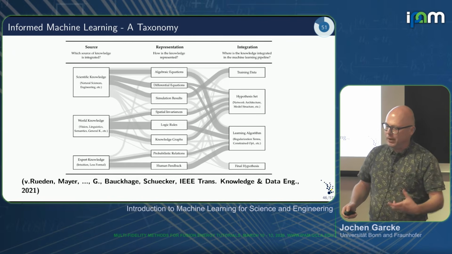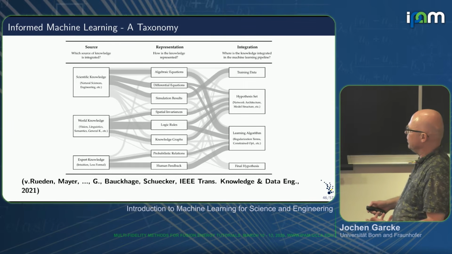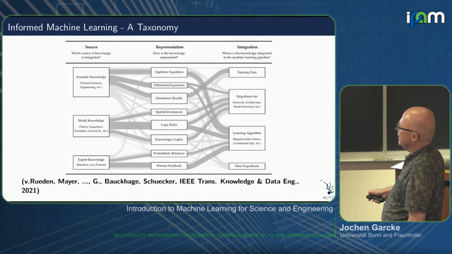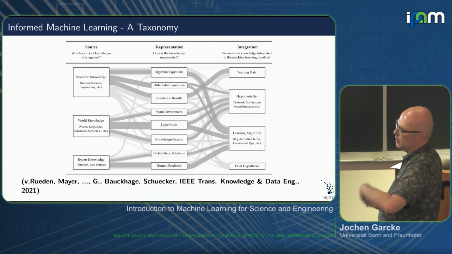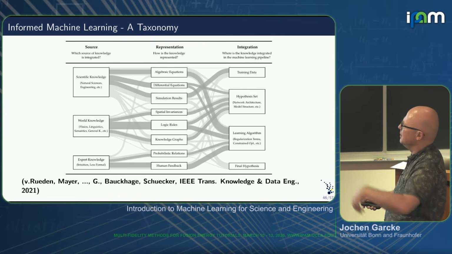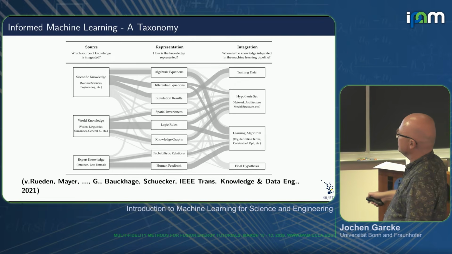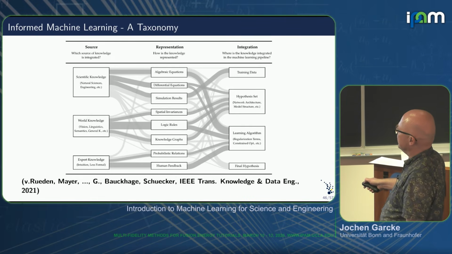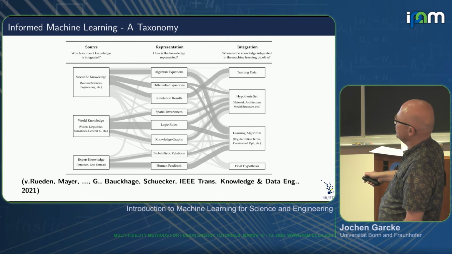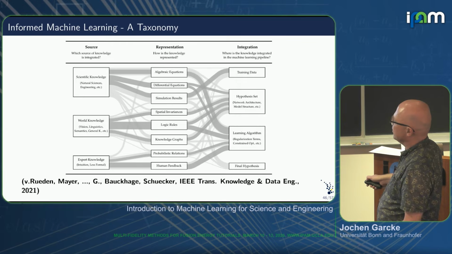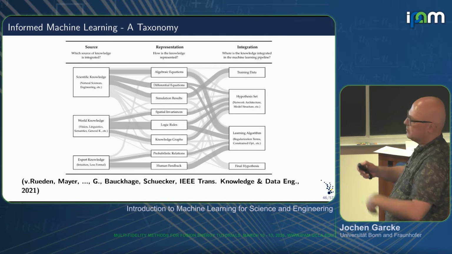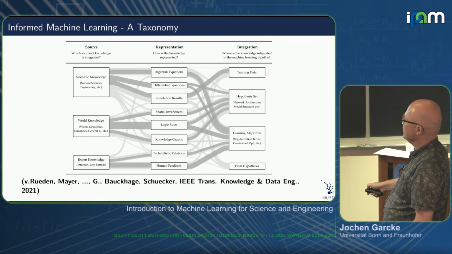So there are several sources of knowledge which one can think about: scientific knowledge, world knowledge, expert knowledge, and talking about detail would be another tutorial. And you can represent it, or it's being done, in several ways: algebraic equations, differential equations, simulation results, spatial invariance, logic rules, knowledge graphs, so like graph representation of connections, probabilistic relations, and human feedback.